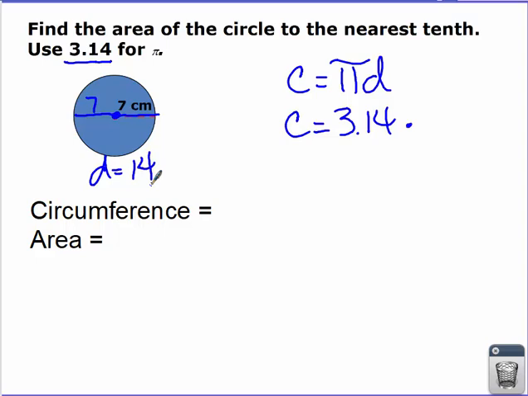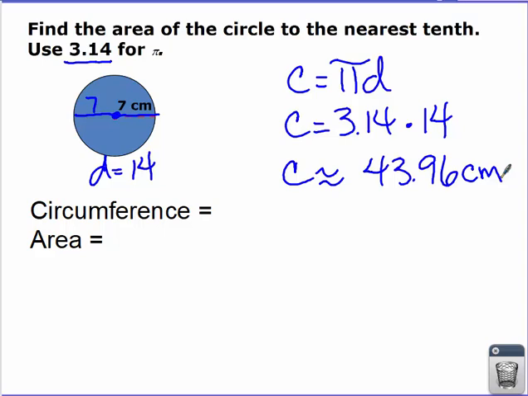So that means all I'm going to do then is multiply pi by 14. So C then would be approximately 3.14 times 14, 43.96, in this case centimeters, just centimeters, because we're talking about a distance around the circle.